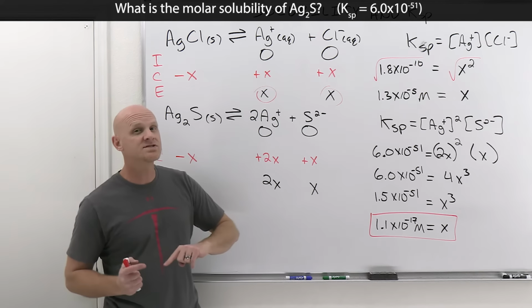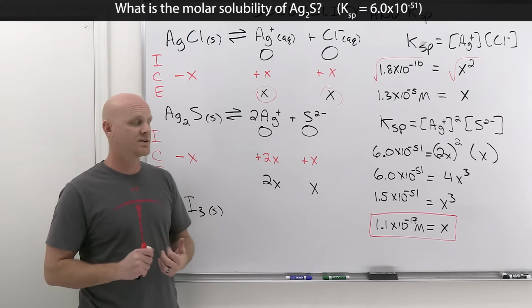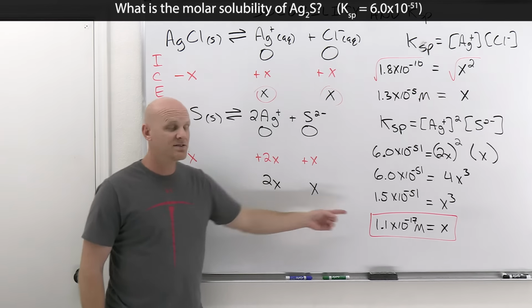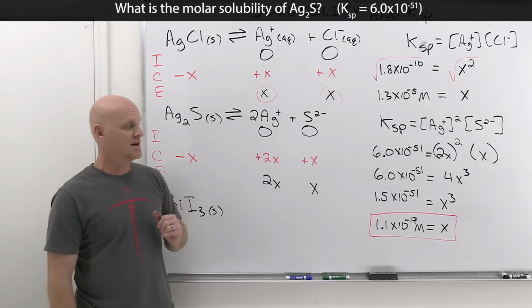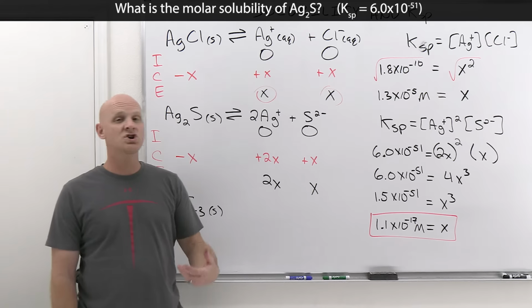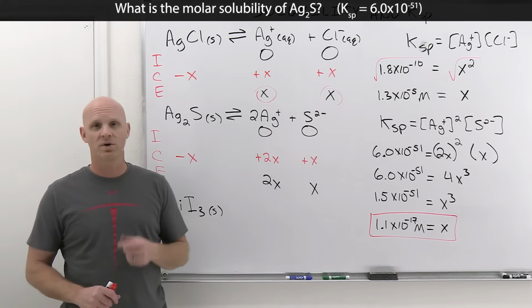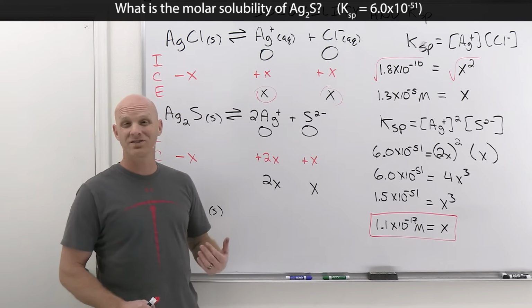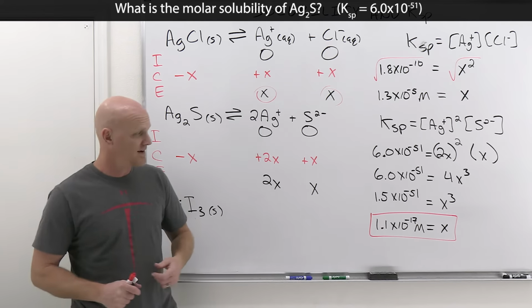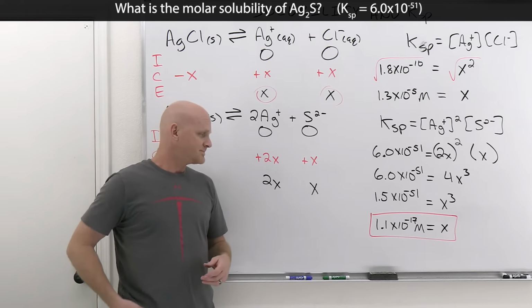But if I asked you, what is the silver ion concentration in a saturated solution? Well, that's not equal to X, it's equal to 2X. And so you'd have to double this to 2.2 times 10 to the negative 17 molar. In fact, if we had to carry some extra sig figs, we might actually see it probably would round up to 2.3 times 10 to the negative 17 molar.